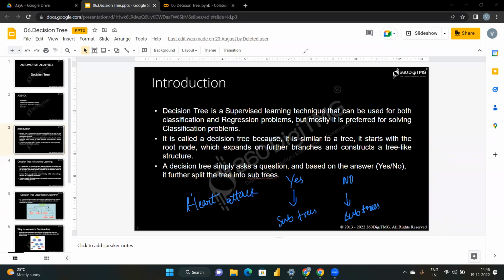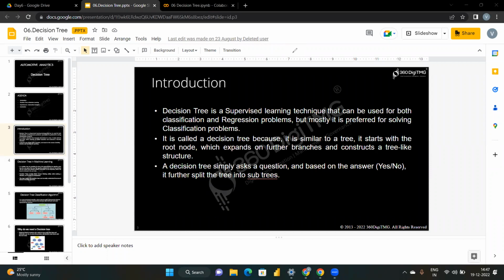So this was all about the introduction of decision tree. Decision tree is a supervised learning method used for both classification and regression problems, but most probably it is used for solving classification problems. It is called a decision tree because it is similar to a tree. In a tree, we know how it starts: it starts with a root node, and after the root it extends to further branches. It grows like a plant, so that process is also developed here in decision tree.